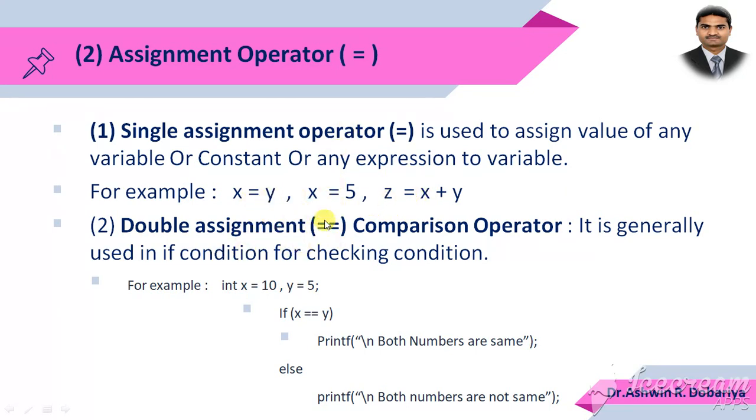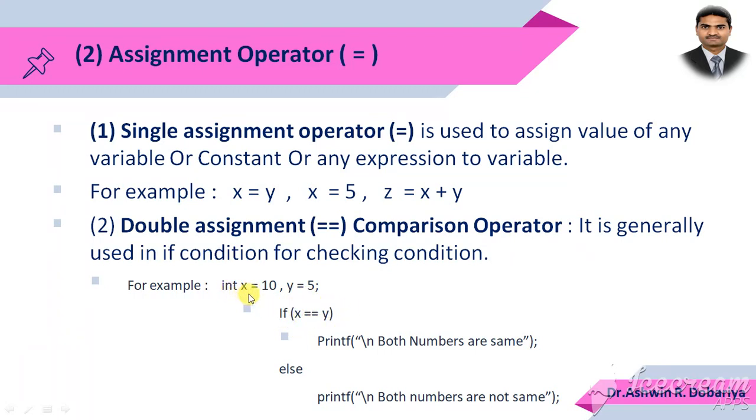But where can we use double equal to? Double equal to is known as a comparison operator, and comparison means it is generally used in an if condition for checking a condition. Suppose in an if condition we want to check the equality between two variables, whether both the variables are equal or not. In that case we have to use double equal to instead of single equal to. So double equal to is generally used in an if condition.